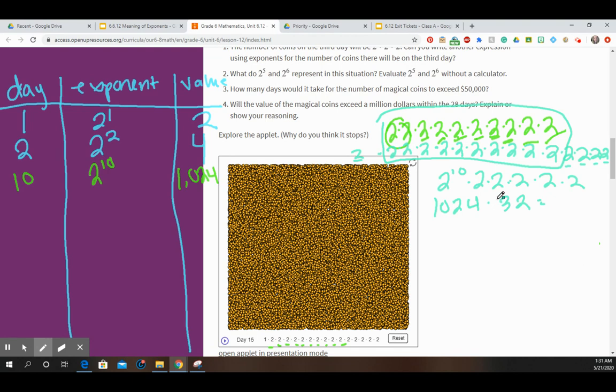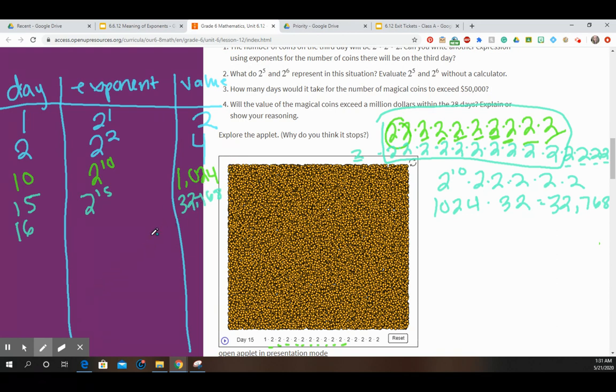If you would like to use a calculator for this, I don't blame you. That's totally fine. I'm not going to ask you to evaluate this without a calculator right now. And we would get to 32,768. So by day 15, we're a little bit more than halfway through the experiment, right? Our exponent would be 2 to the 15th, and we're now at 32,768. Okay, what do you think would happen by day 16?